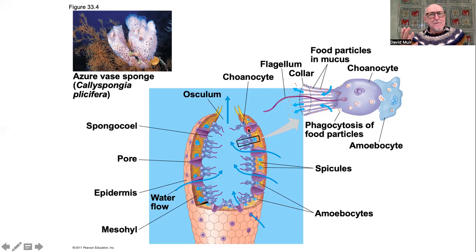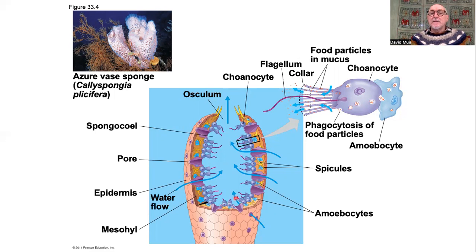Here's a very simple sponge, which is organized as follows. It has a wall around the outside. And then in the center here, there is an opening. And this wall is perforated by pores. The choanocytes beat their flagella in order to create a current which passes through the pores and then out through an opening called the osculum. Now, in many sponges, this simple form gets elaborated on. This is just one simple sponge.